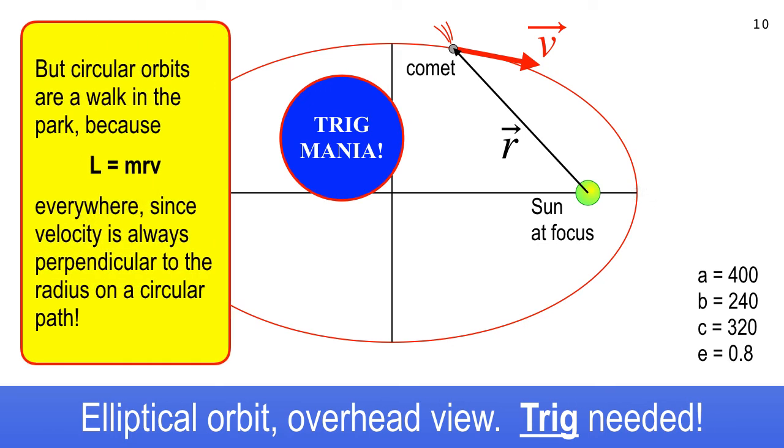So here's my last comment on this. Circular orbits are a walk in the park because L is equal to MRV everywhere on a circular orbit. But that's not always true for an elliptical orbit. To get the orbital angular momentum, L equals whatever it is, you've got to do a bunch of trig. But circular orbits are pretty cinchy. Now, questions for this elliptical blurb?